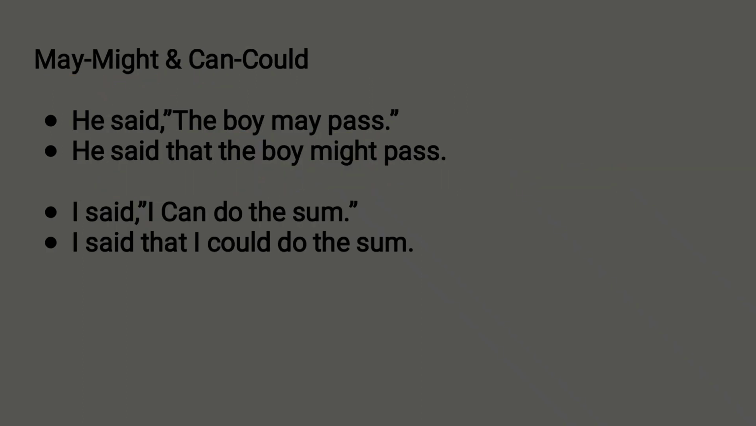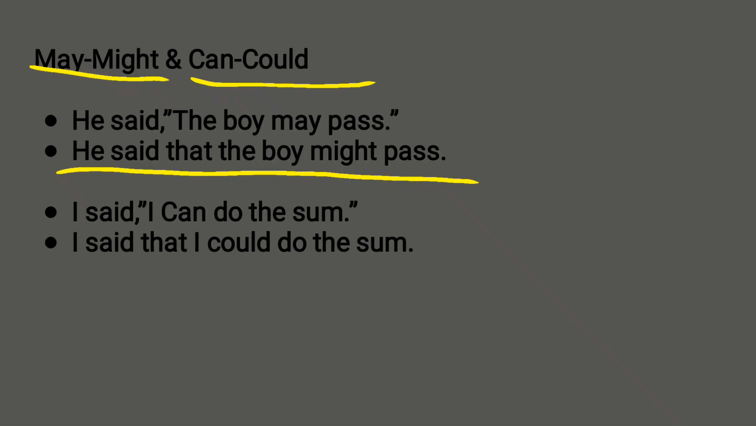Now if a sentence has may, it will get converted into might. Just see the example. He said the boy may pass. He said that the boy might pass. And if the sentence has can, then this will get converted into could. I said I can do the sum. I said that I could do the sum. So simple. You just have to remember those tips and tricks.